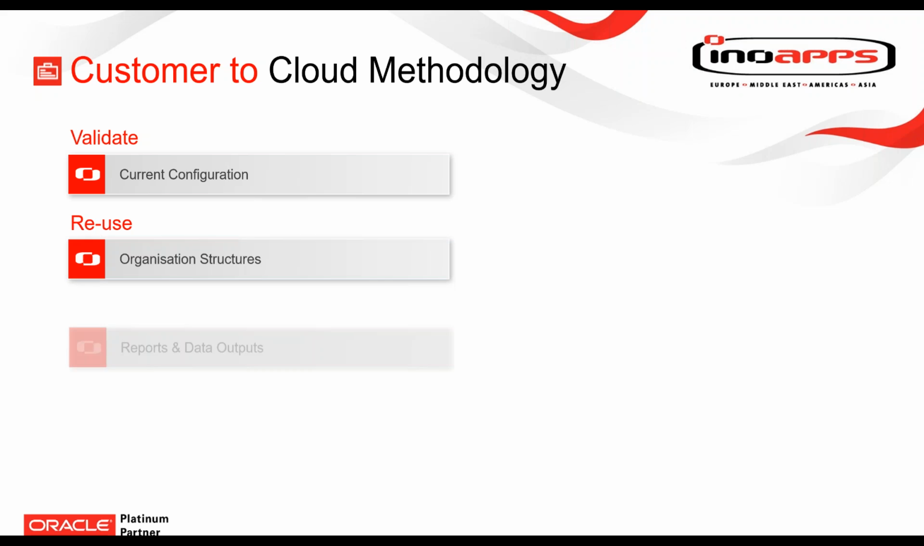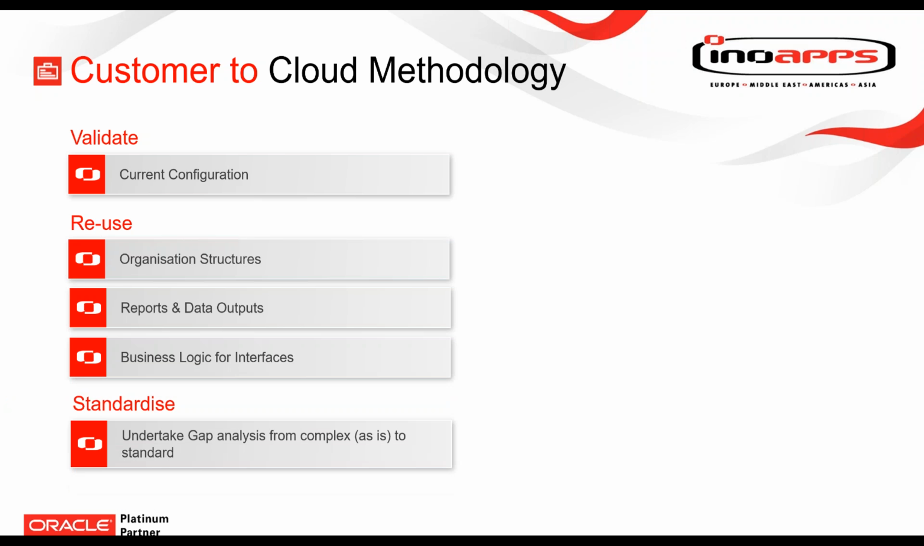So as I mentioned, our approach for some cases where it fits is to extract and validate their current configuration, and we do that jointly, working very closely with the end customer, and then we reuse elements. So we reuse things like organizational structures, so chart of accounts, entity structure, etc. We look at reports and data outputs and identify, for the most common ones, where there is a direct map to something in cloud. And also we look at the interfaces.